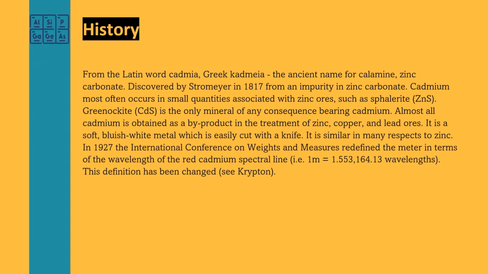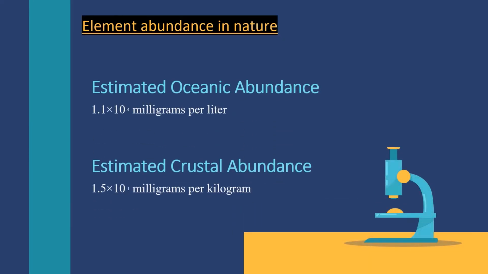In 1927, the International Conference on Weights and Measures redefined the meter in terms of the wavelength of the red cadmium spectral line. 1 m equals 1,553,164.13 wavelengths. This definition has been changed. See krypton. The estimated oceanic abundance equals 1.1 times 10 to the power negative 4 milligrams per liter, and the estimated crystal abundance equals 1.5 times 10 to the power negative 1 milligrams per kilogram.